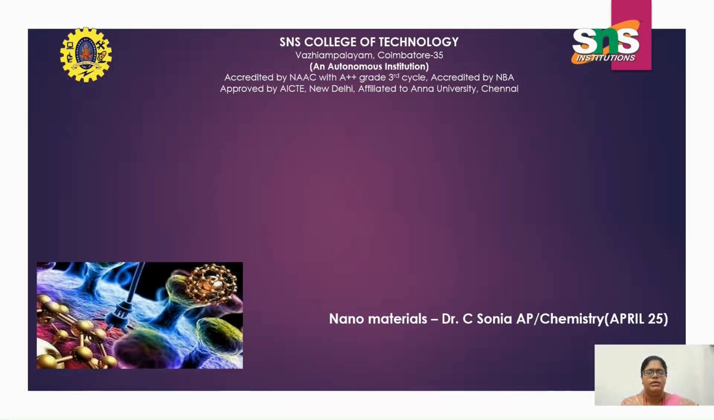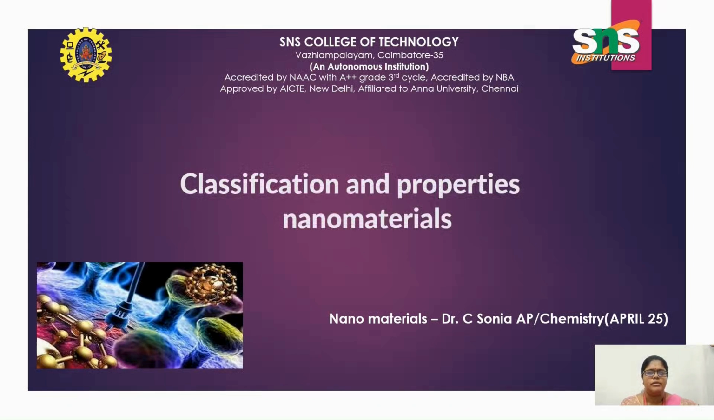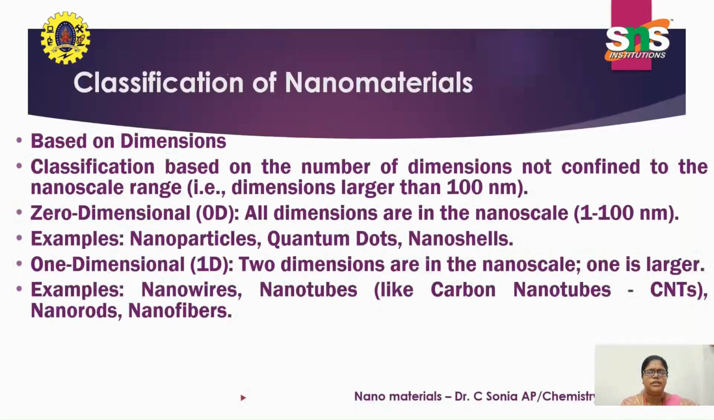Now we are going to see about the classification of nanomaterials and the properties of nanomaterials. Classification of nanomaterials is based on different things like dimensions. Based on the dimensions, the nanomaterials are classified into 0-dimensional, 1-dimensional, 2-dimensional and 3-dimensional. This classification is based on the number of dimensions, so it's not confined to the nanoscale range. That is, dimensions may be larger than 100 nanometers.